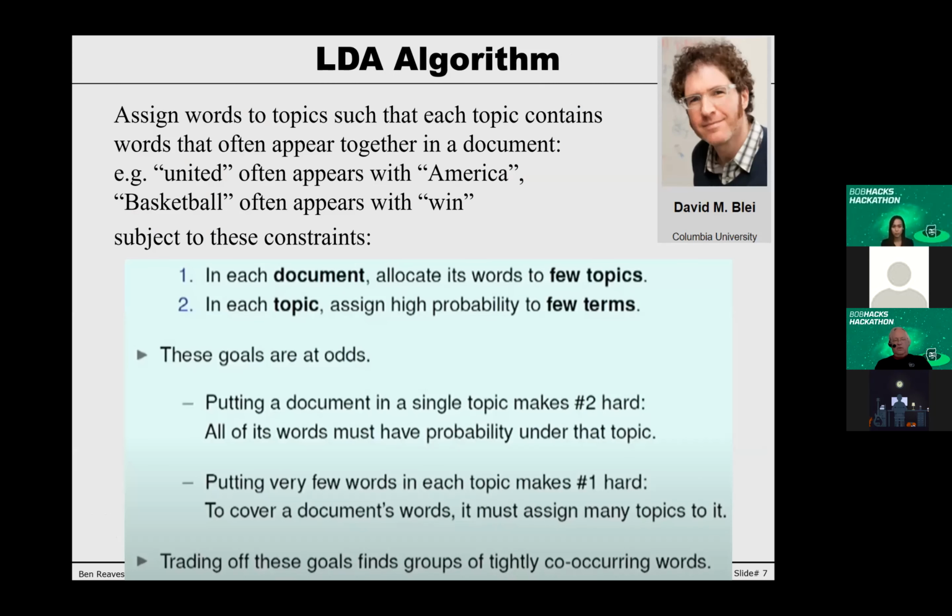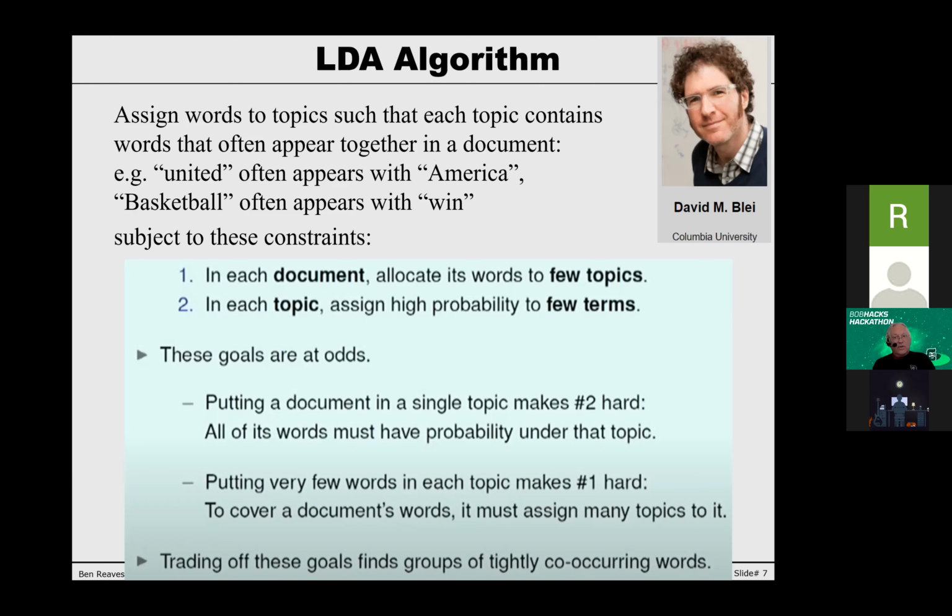And here's the guy who basically invented that algorithm, a guy named David Blei. He's at Columbia University. And in words, what are we doing here? We're assigning words to topics, where each topic contains words that often appear together. That's called coherence. So for example, united will often appear with the word America. Not always. You could talk about UPS, some other thing. Basketball often appears with win. It also appears with lose. It also appears with certain team names too.